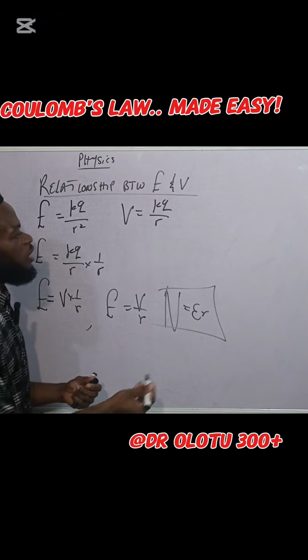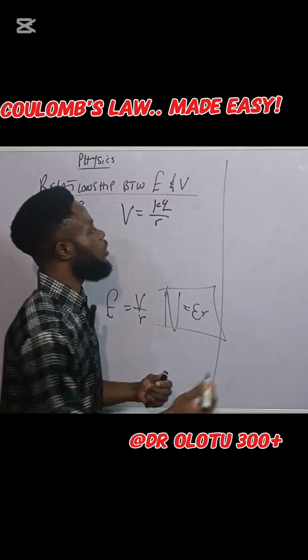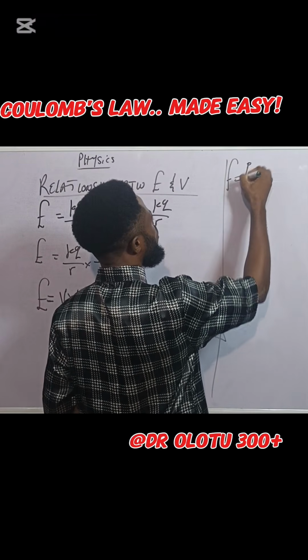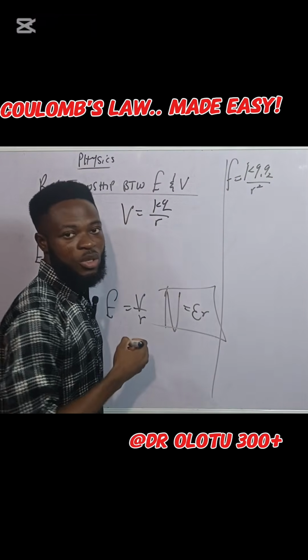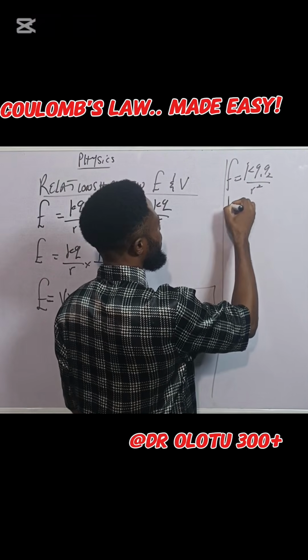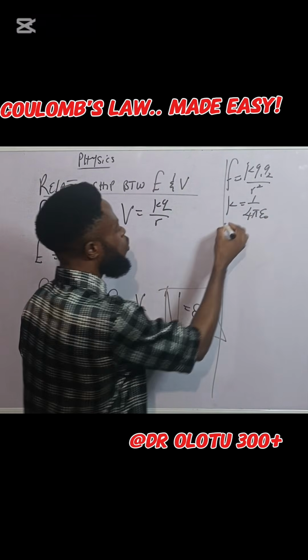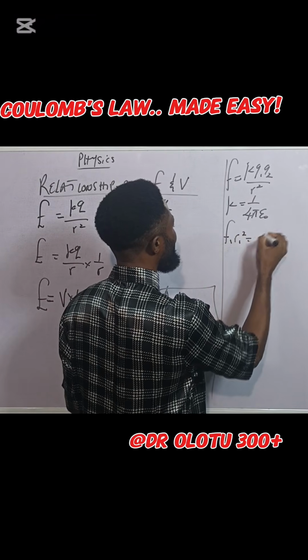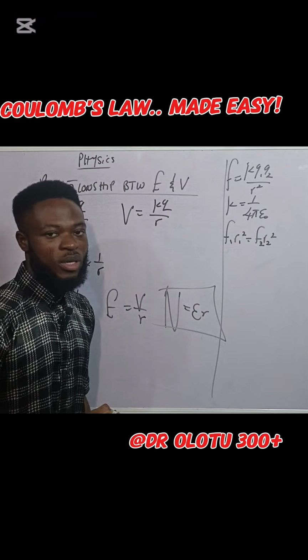Let's give a quick recap of all the formulas we've established today. There is F equal to KQ1 Q2 over R squared. This was the first formula we gave today. We then said that K is 1 over 4 pi epsilon naught. Do not forget, for questions involving just force and distance, F1 R1 squared is equal to F2 R2 squared.